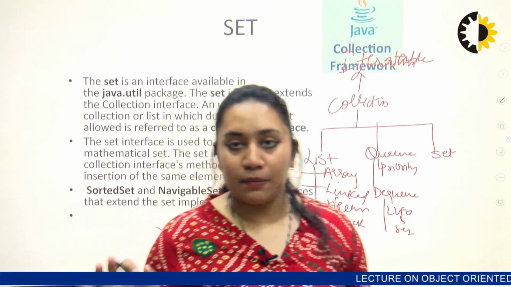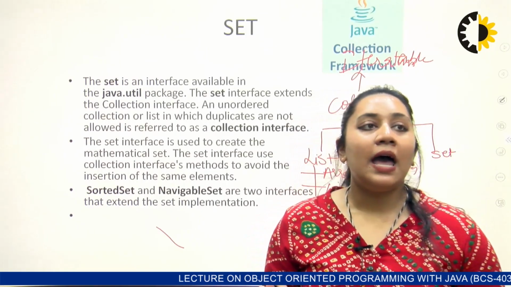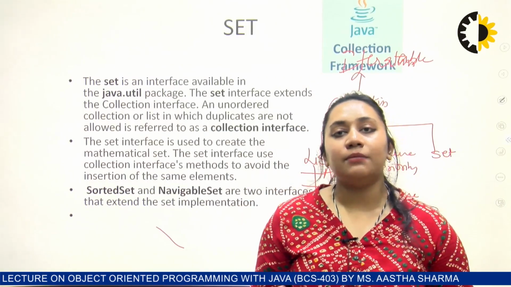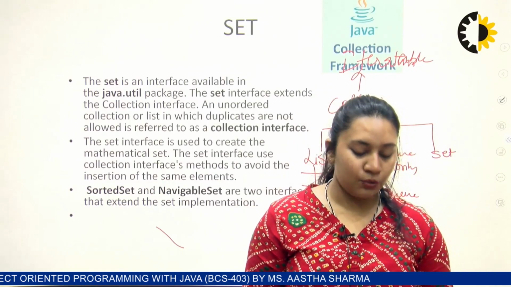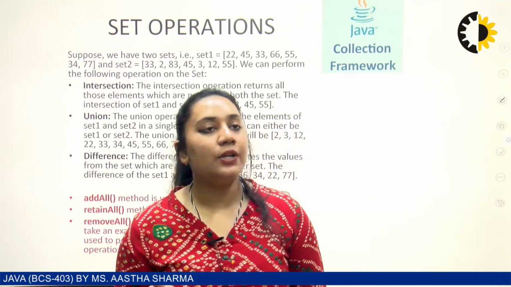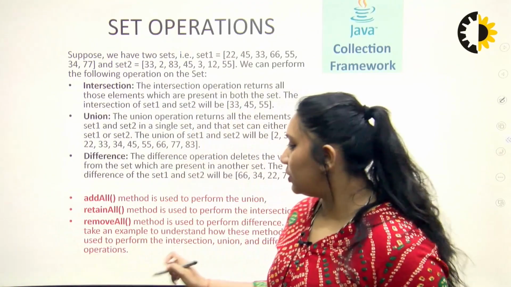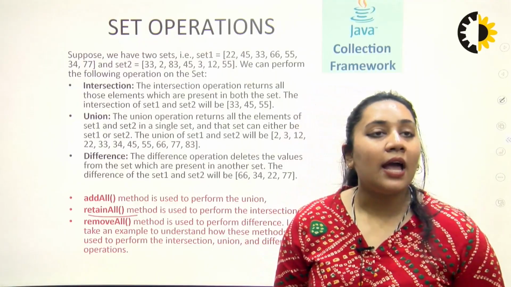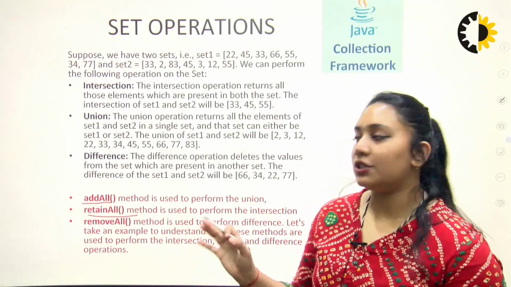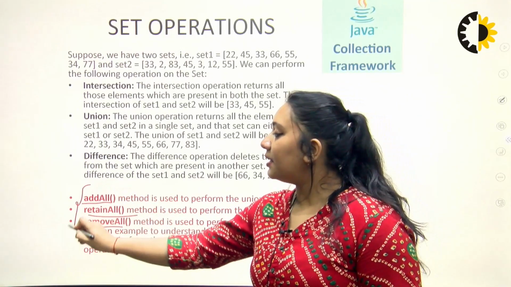Set is basically used for mathematical computation, and it can be implemented in the util package also, and it does not allow any duplicates. It avoids the insertion of a new element that already exists, and SortedSet and NavigableSet, two sets, extend the set implementations, right? So the set has 3 operations: insertion, union, and difference. If you want to perform insertion, all you need to write is retainAll. If you want to perform union, all you need to write is addAll. And if you need difference, while deleting the value, all you need to write is removeAll, right? So adding, retaining, and removing the elements. So these 3 methods can be implemented.